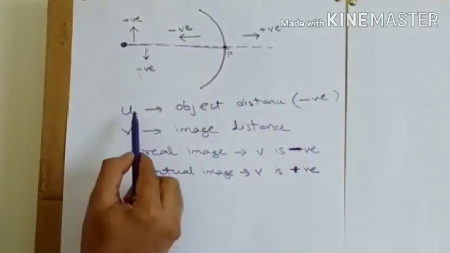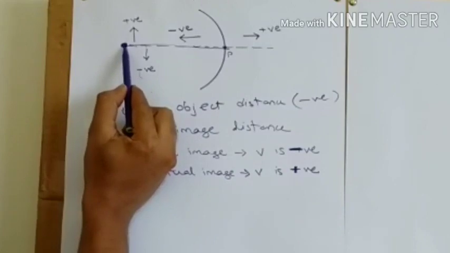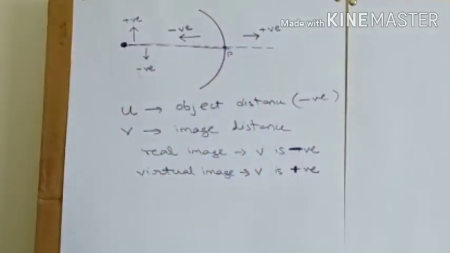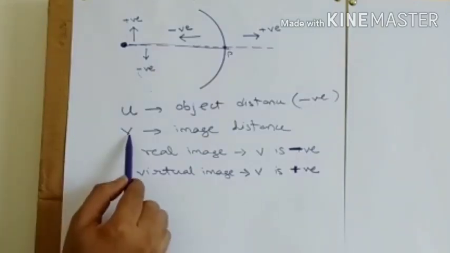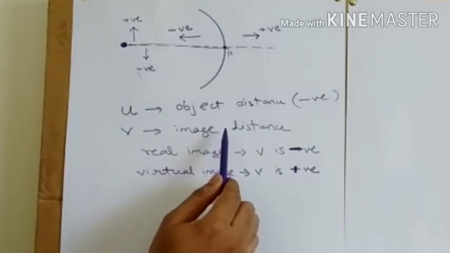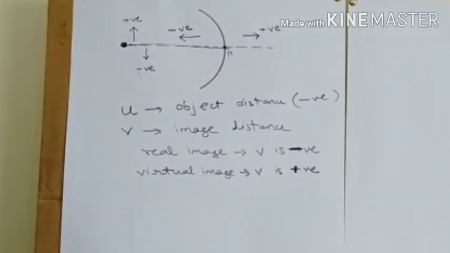How do you measure object distance? From wherever the object is placed. Suppose here we have placed the object. So from the object to the pole, this is how we measure the object distance. Then V denotes the image distance. Okay. Now image distance can be positive or can be negative.